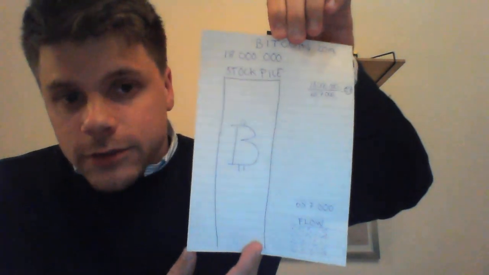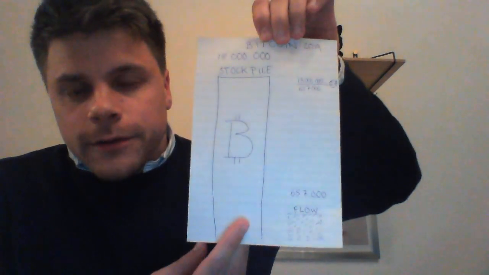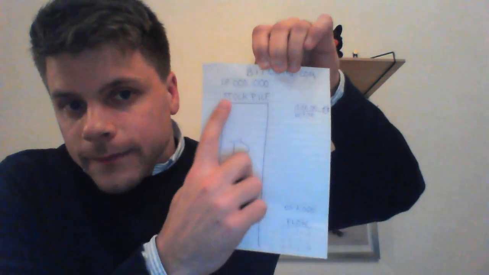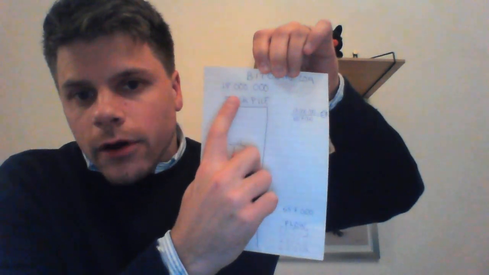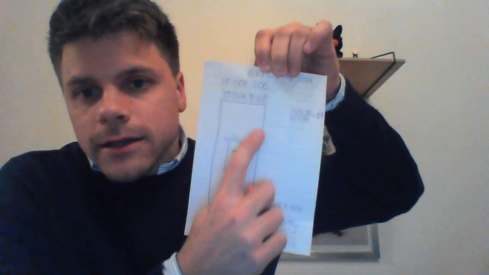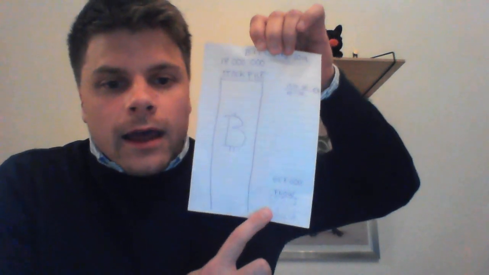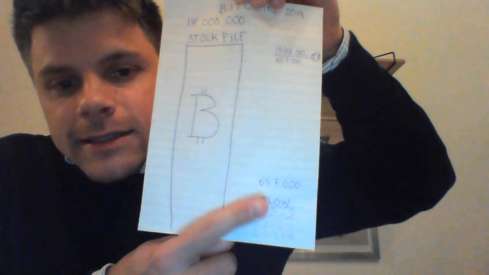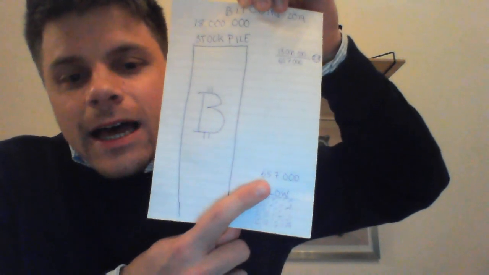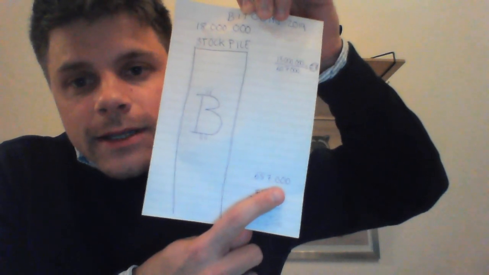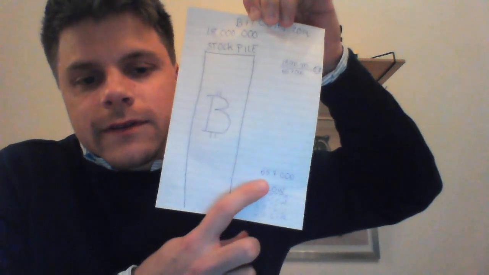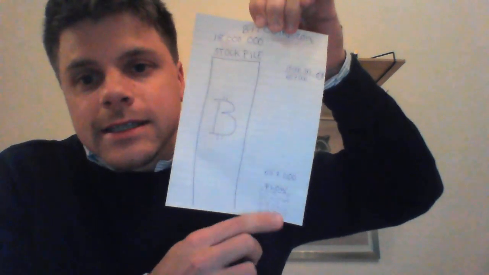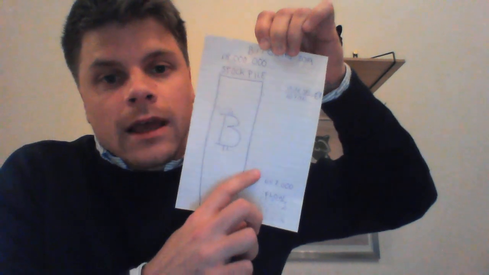And if we compare it to something else, if we're looking into Bitcoin, this is actually kind of interesting because Bitcoin has a current stockpile of 18 million. So there are 18 million Bitcoins in existence today. And the yearly flow of Bitcoin is 657,000 Bitcoin. So there are 657,000 Bitcoin coming into existence in 2019.